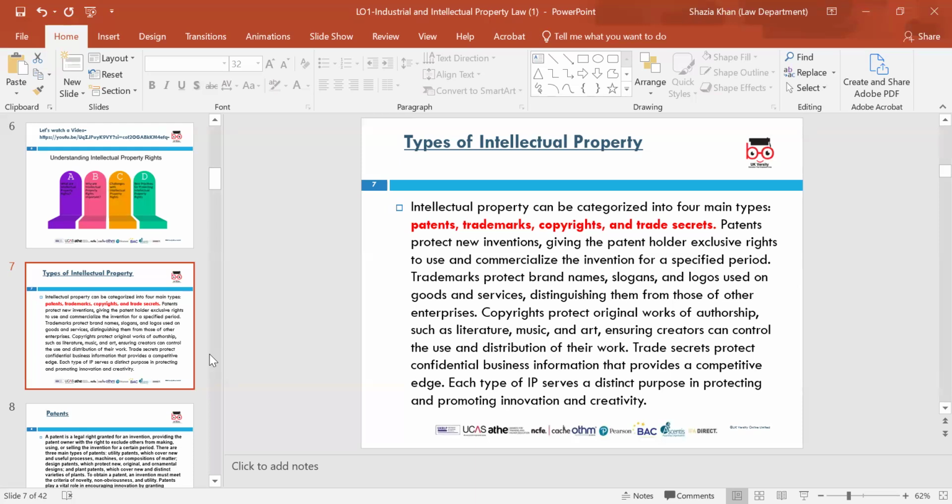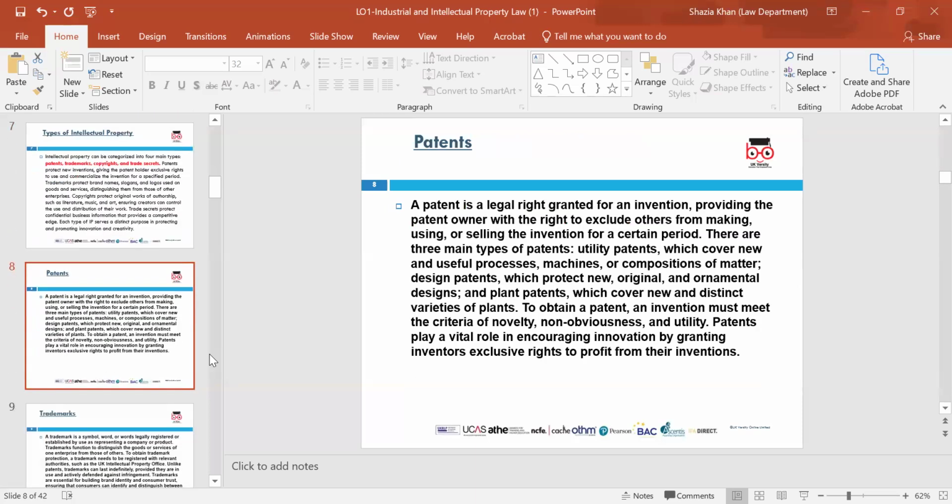So the first one to go through is patents. A patent is a valuable form of intellectual property. It's really important that if you have a patent and someone uses it without your permission, you have the right to claim for compensation. So you have that right to claim for any form of compensation. Applying for a patent can be complicated, and some products need to be protected by a number of different patents.